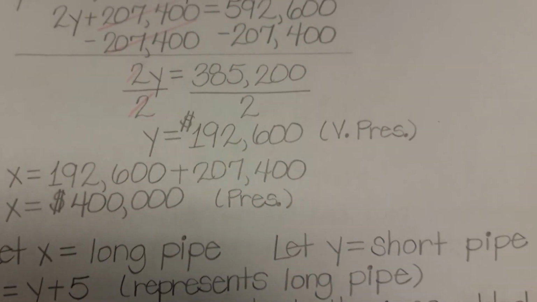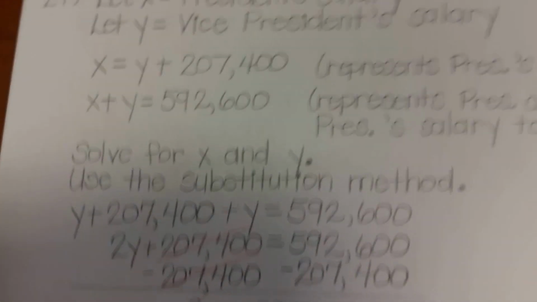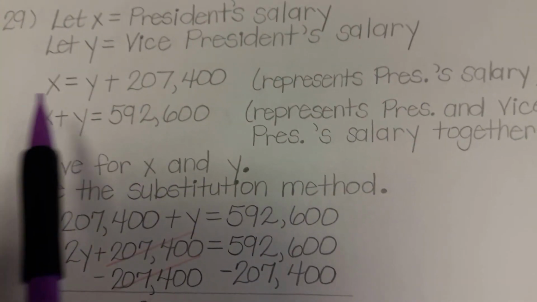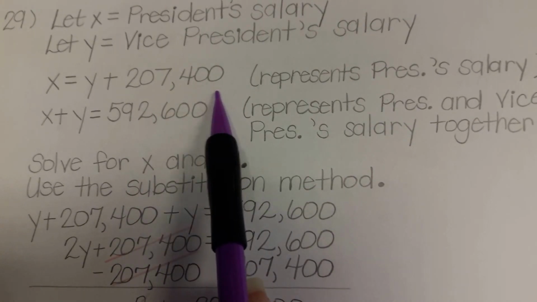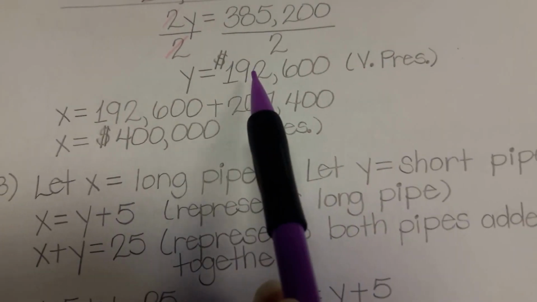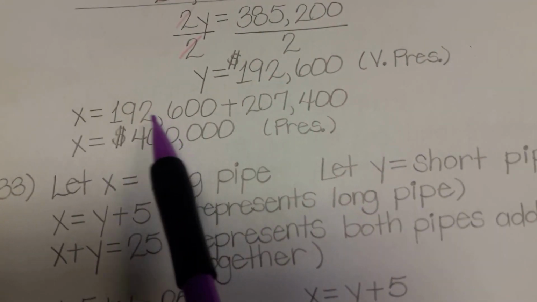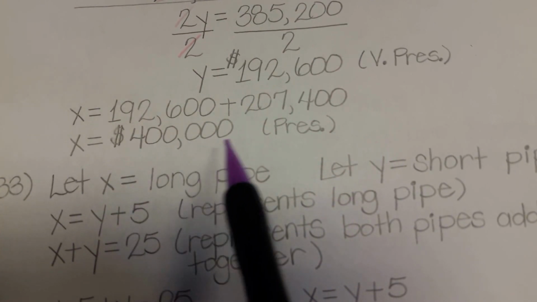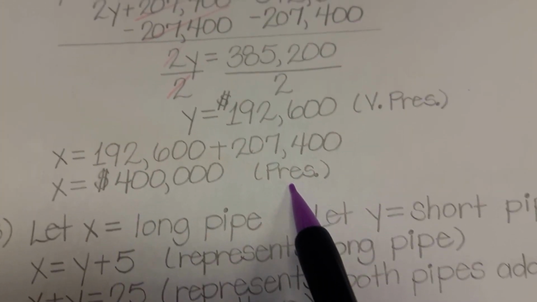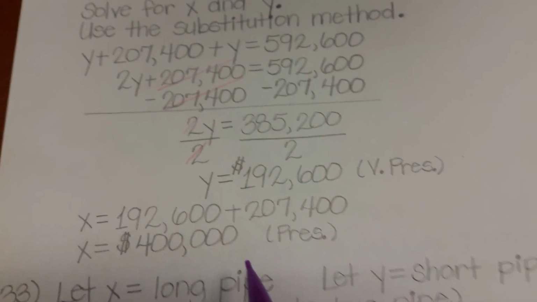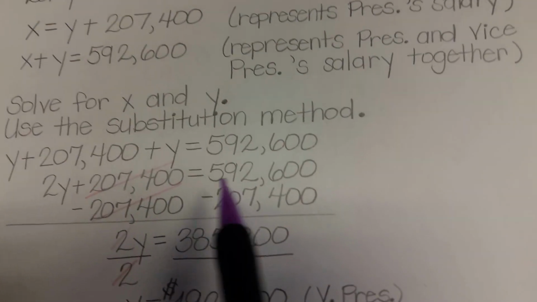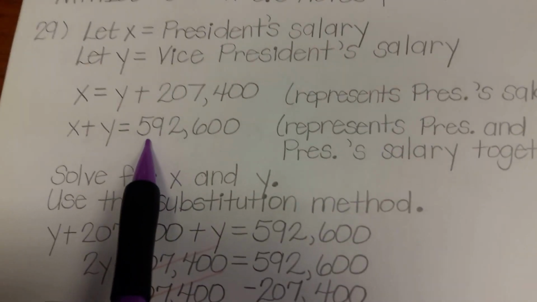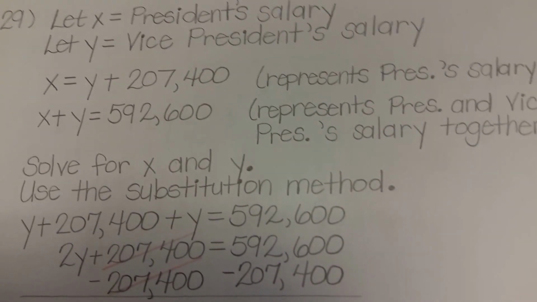Now, to do the president's salary, I have a formula for the president's salary. My X equals Y plus $207,400. Since I've solved for Y, I'm going to substitute my value for Y and add the two numbers to get $400,000, and that will be my president's salary. Now, to check it, if I add these two salaries together, it's going to give me my total salary of $592,600.